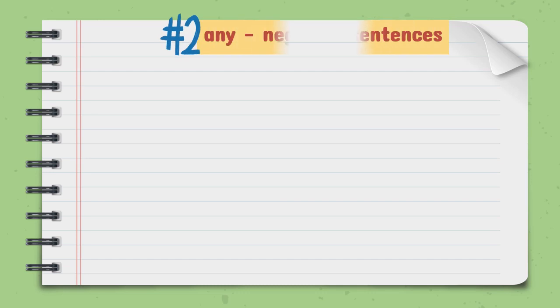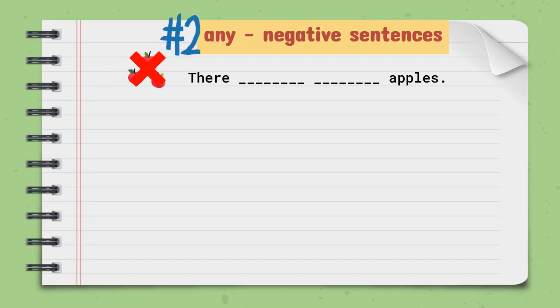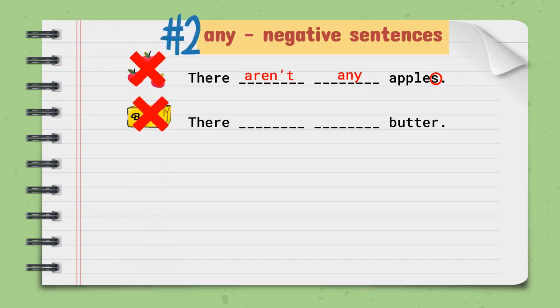For negative sentences, it's very easy. You only have to focus on there aren't and there isn't. Let's look at this one. No apples. So there, blank, blank apples. Is it countable or uncountable? It is countable because we have s at the back. So we use there aren't any apples. Next, butter. Is it uncountable? Yes, there isn't any butter. Alright, good.